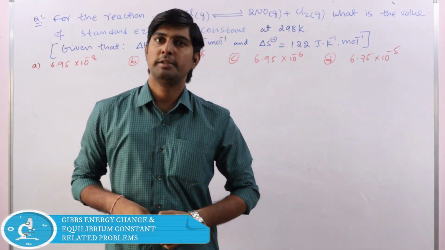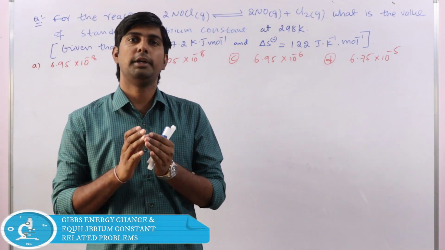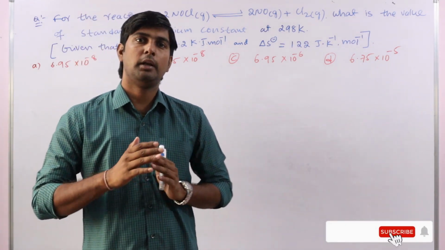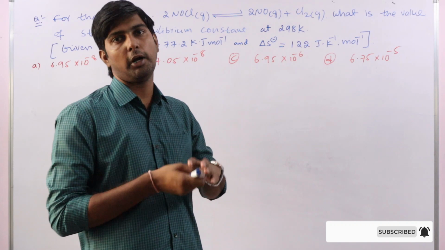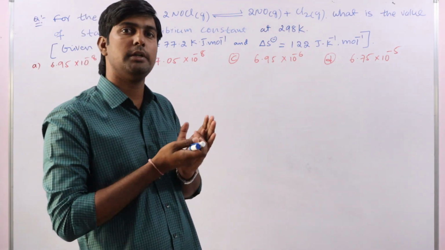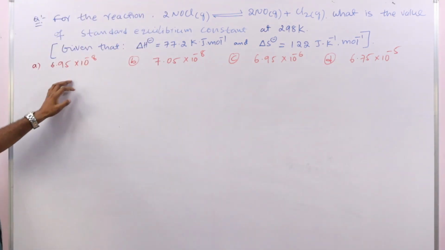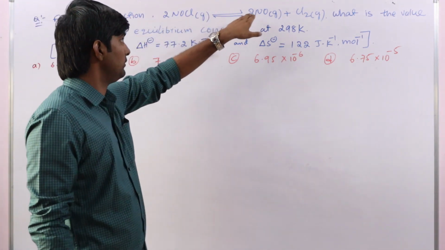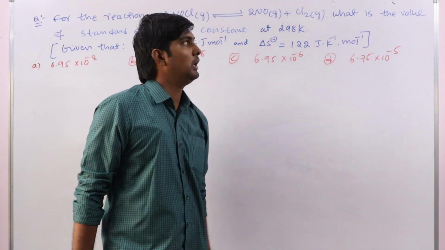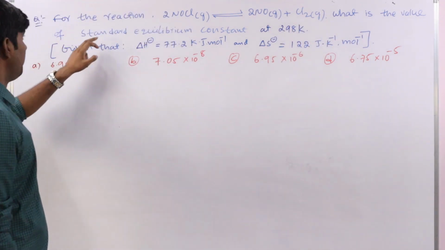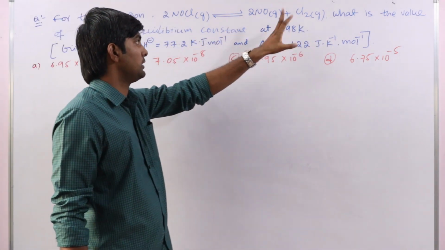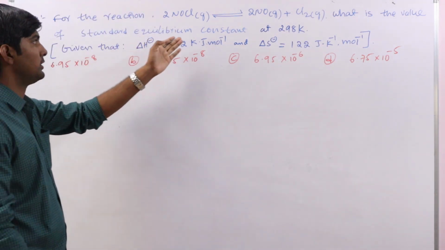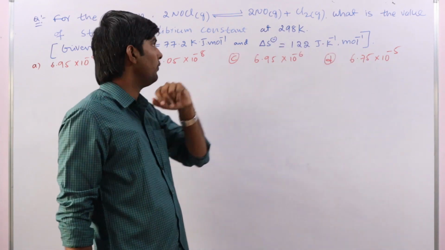In the previous class, we discussed the relationship between Gibbs energy change and equilibrium constant. So in this lecture, let us discuss some different types of very important problems. First one is, for the reaction 2 NOCl gives 2 NO plus Cl2, what is the value of standard equilibrium constant at 298 Kelvin? Standard equilibrium constant, nothing but Kc, we have to find.